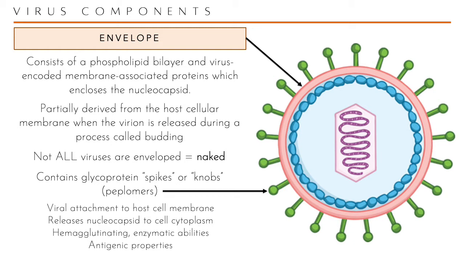They help with that. Some of these glycoproteins have hemagglutinating abilities. Some would have enzymatic abilities that help destroy the cell membrane, and they have antigenic properties as well, meaning a lot of the drugs that we see now that are antivirals target these glycoproteins, which help neutralize the virus and prevent it from attaching to a host cell.